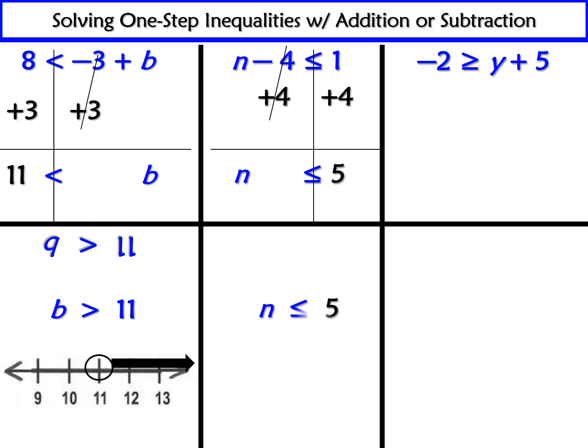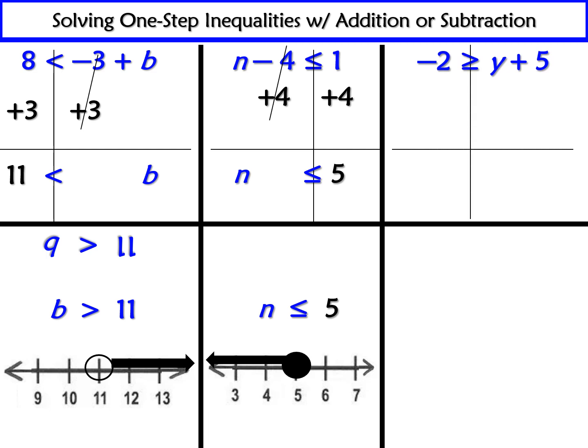Now the good news is when we go to plot this on a number line, the variable's already on the left-hand side. So that makes things a whole lot easier. So now, there's our number line. In this case, we're going to use a closed dot because there's an equal to portion of that inequality. And because n is less than or equal to 5, we're going to send the arrow in the less than direction.